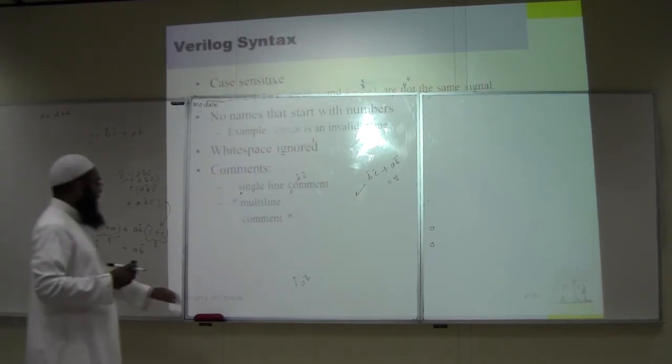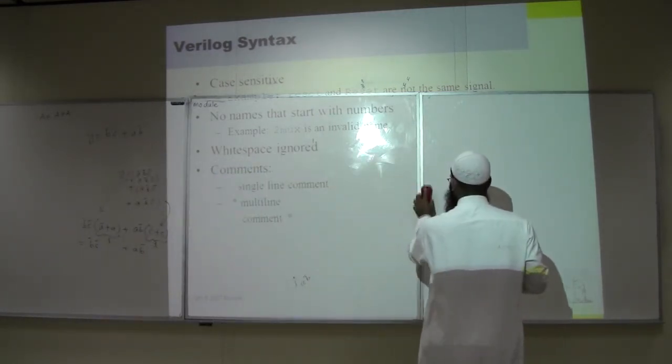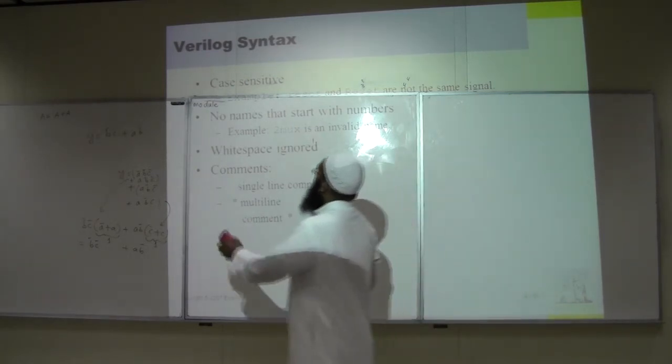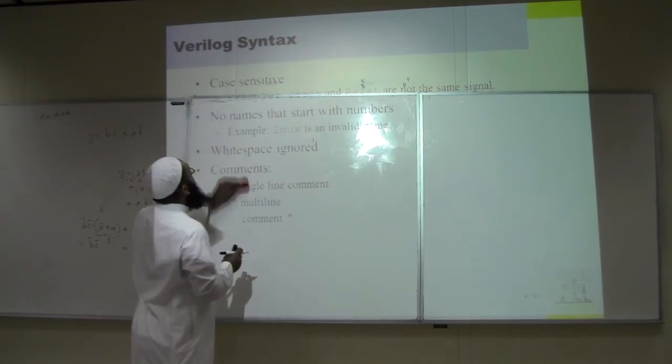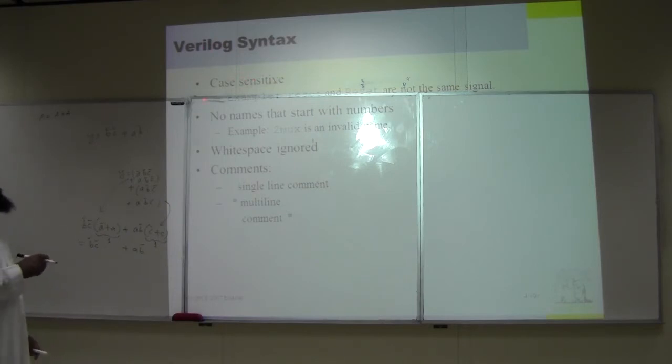Now, you know, for every programming language, you need to know some rules, what you can do, what you cannot do. For example, the Verilog syntax is case sensitive. Case sensitive means capital A and small a, they are different. So they mean two different variables, two different inputs or outputs.